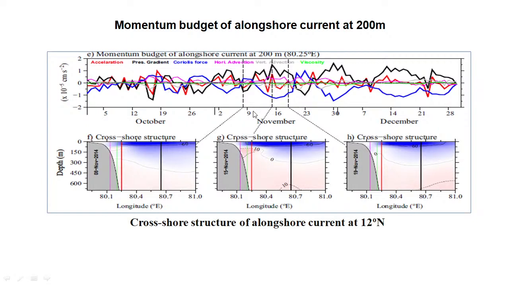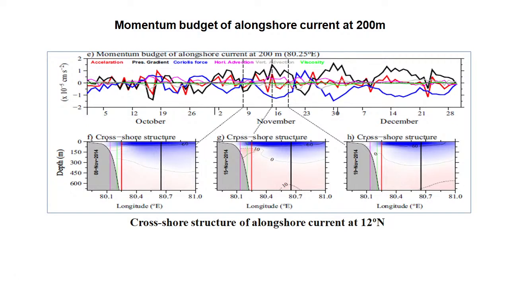So when we were looking at this November-December event, you can see that the black line, which is the pressure gradient force, and the blue line, which is the Coriolis force, are getting balanced most of the time, and the acceleration on the larger time scale is quite low. So it's mostly in a geostrophic kind of balance, because we have an anticyclonic eddy at that location.